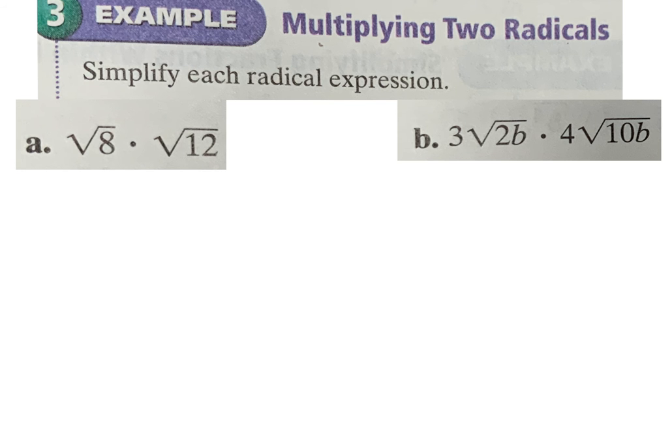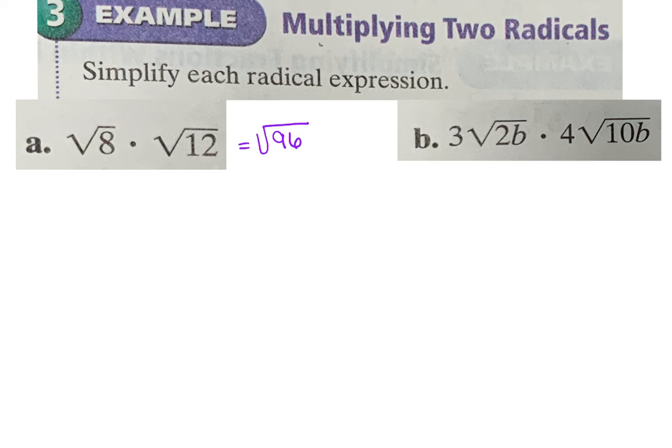Let's look at example 3. Now in this case, I am multiplying 2 radicals, all right? And so when you multiply them, you just multiply the outsides and multiply the insides. But then you want to simplify it. So for this one, they give us 8 times 12. Well, 8 times 12 is 96. So the square root of 8 times the square root of 12 is the square root of 96.